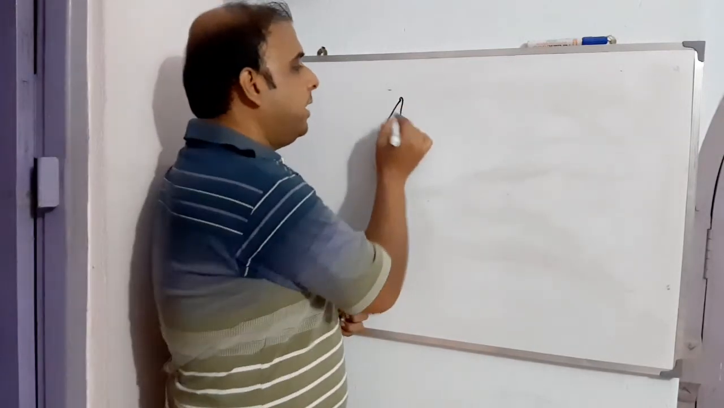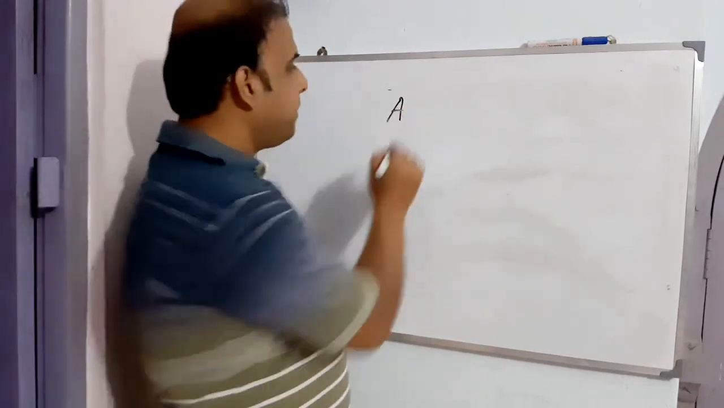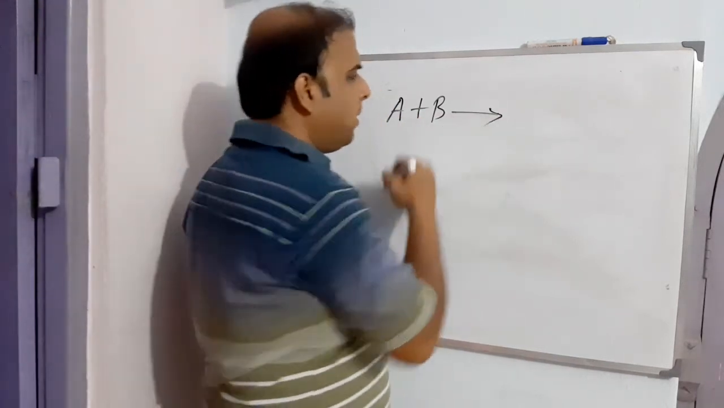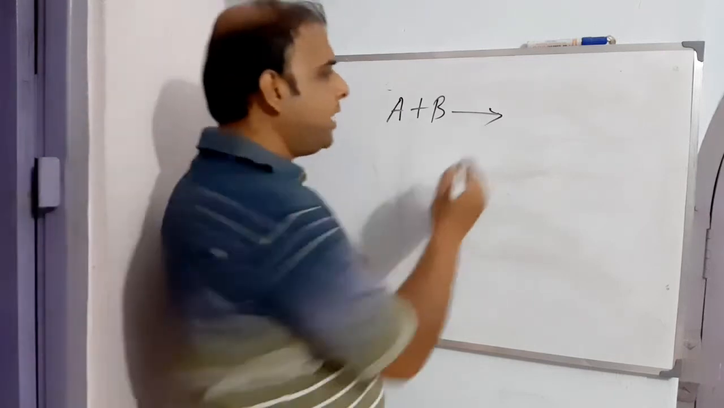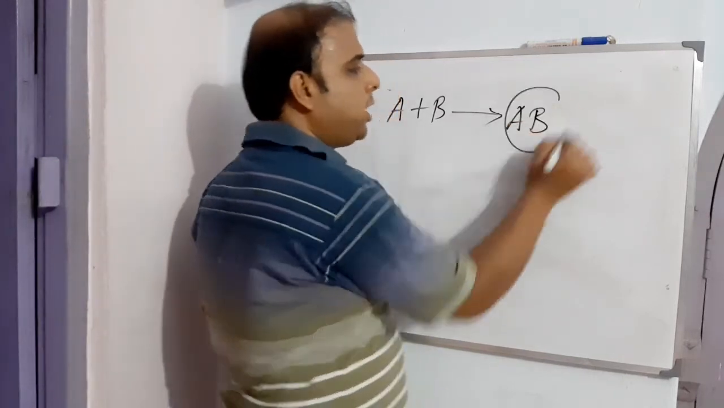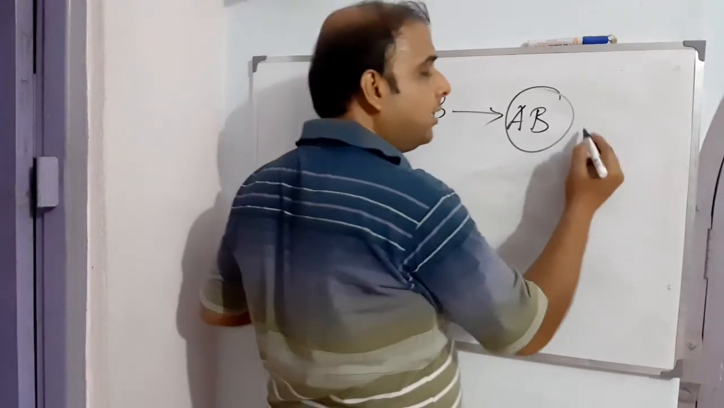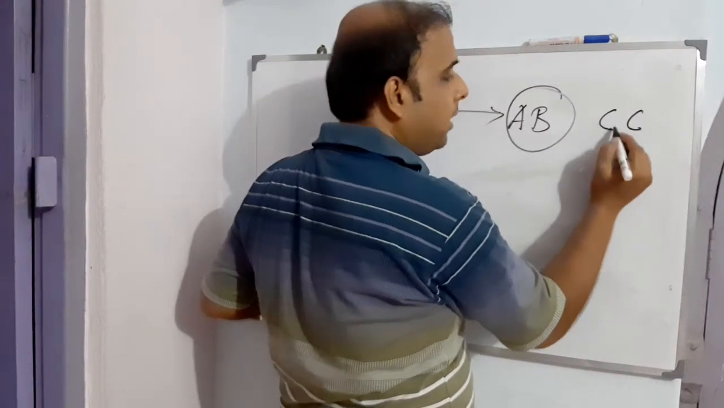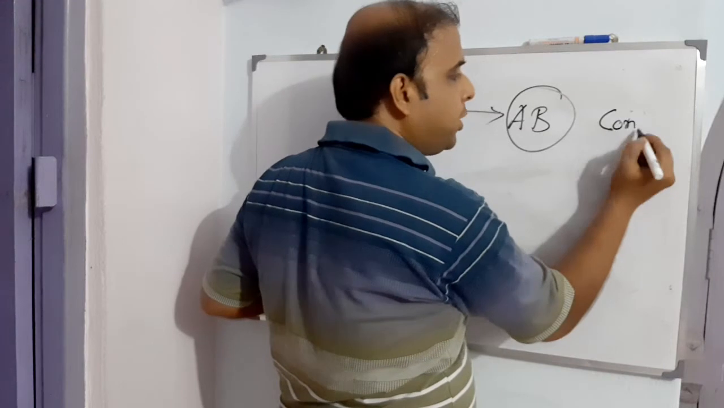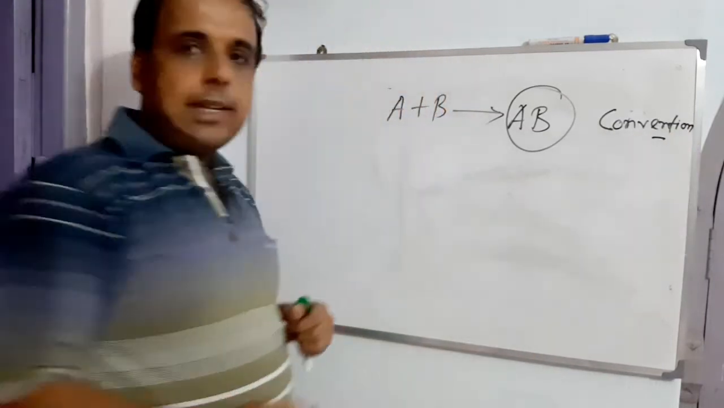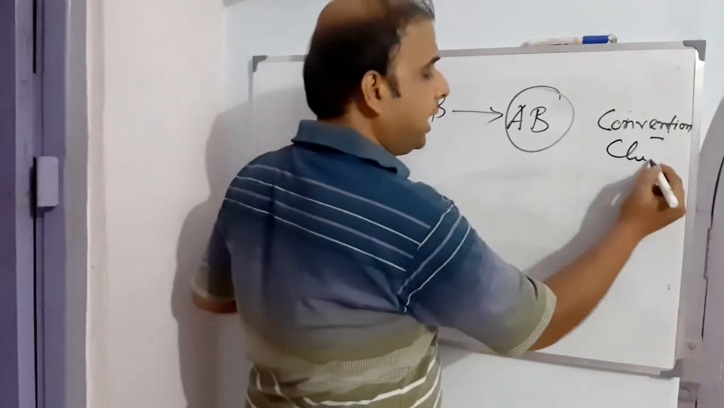Suppose we have a reagent called A and another reagent called B. When a proper reaction takes place, we expect the formation of a product called AB. So this is about conventional chemistry.